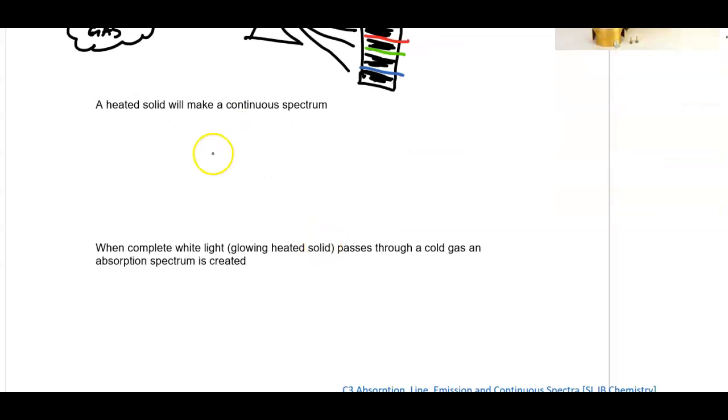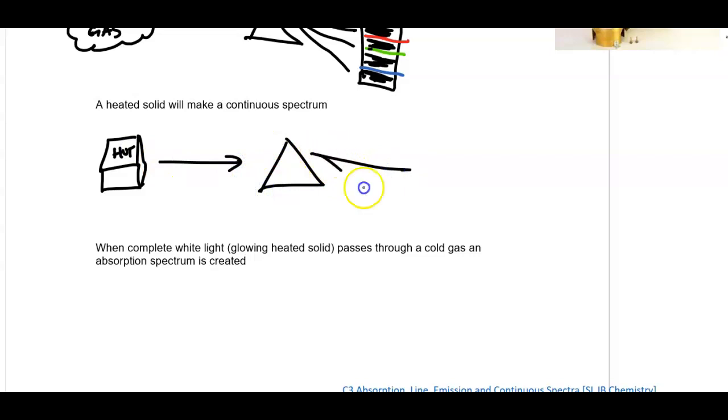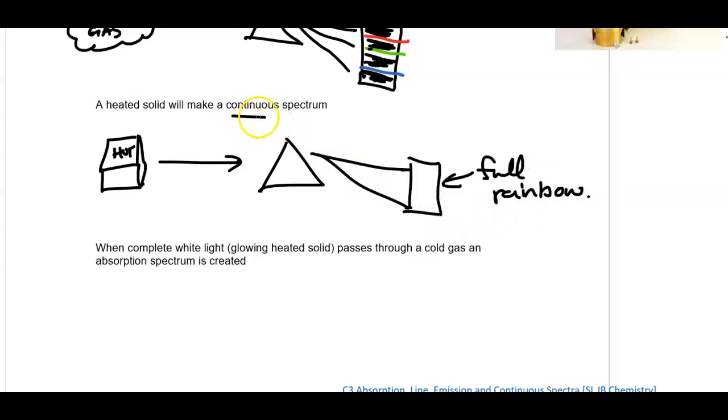Now a heated solid, so let's make our solid here. If we heat that up, so this is a hot solid, light comes through here, what you wind up with is what we call a continuous spectrum, or a full-on rainbow. Continuous spectrum, full rainbow.